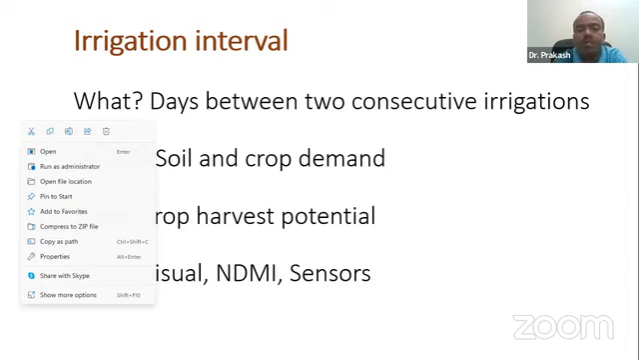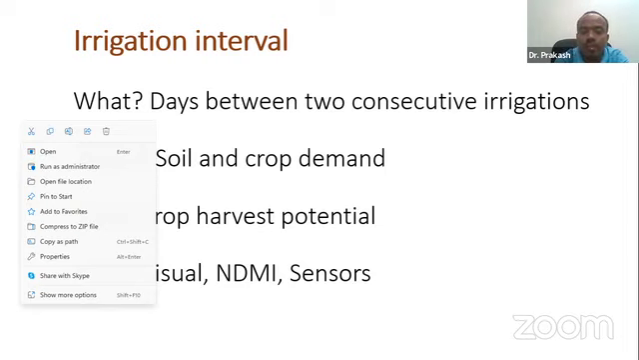Then different crops have different crop demands. Some crops have low irrigation requirement, while some crops have heavy irrigation requirement. So crop demand also varies. Then crop harvest potential. Why do we fix a timely irrigation interval? Because we have to harvest the potential of the yield.